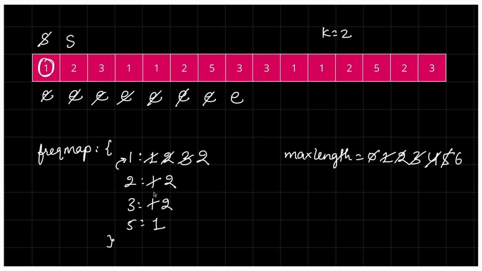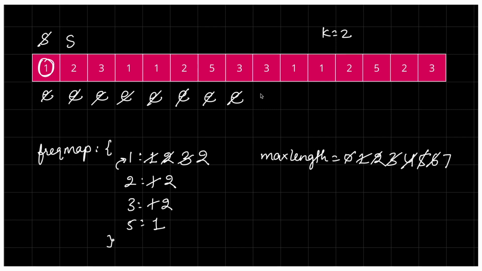The current element frequency is still under constraint, which means we can again update our maximum length. So maximum length will become end minus start plus 1, and it will become 7: 1, 2, 3, 4, 5, 6, 7. Yes, great. Now let's increment this end once again.